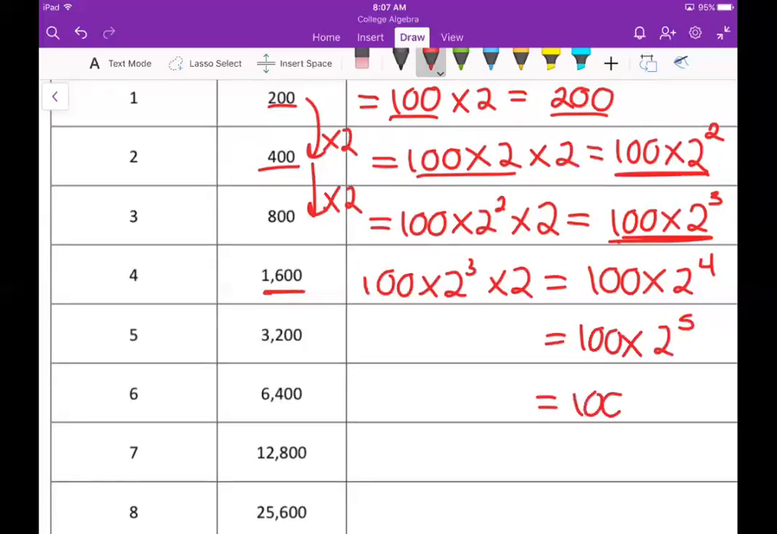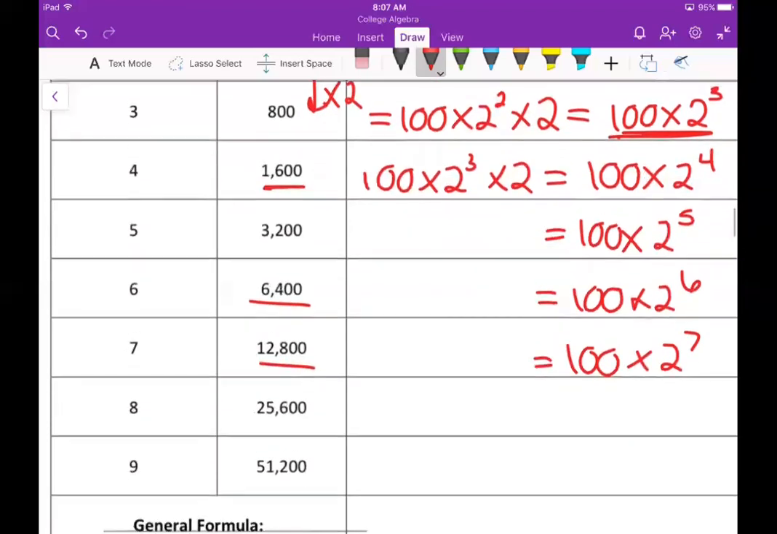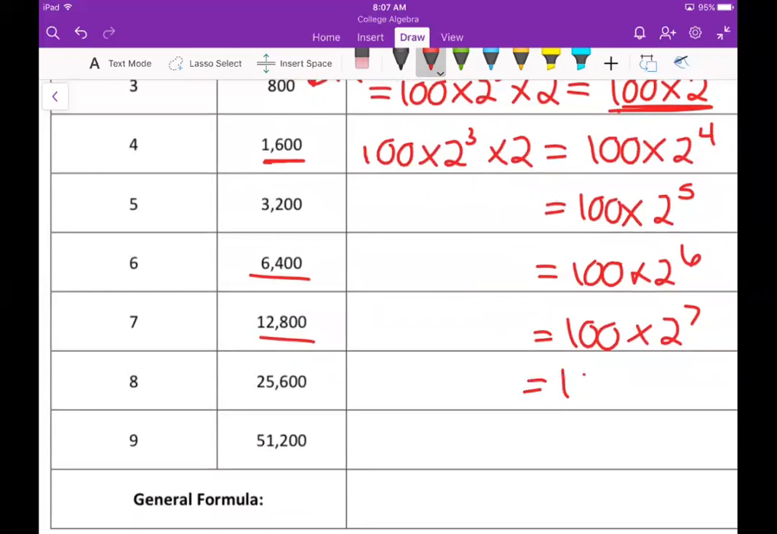I need to take that 1 times 2, so times 2 to the 6th to get 6,400. The original amount times 2, 7 times, to get to the 7th time period. And we fill out those last two fairly easily now. 2 to the 8th, it just increases by 1 times 2 with each increase of our input.